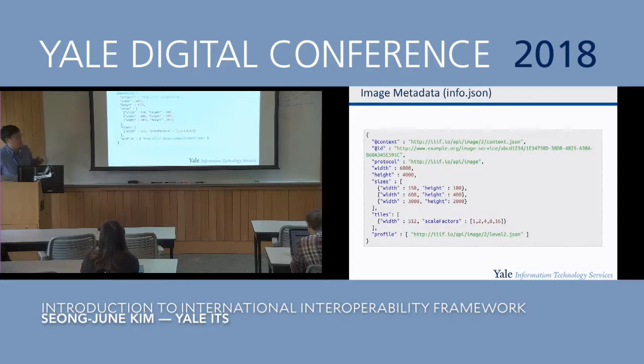Everything is in JSON-LD, a linked data conformant JSON format. It has a context, which you can think of as a schema for this file, and an ID. In the linked data world, the globally unique ID is very important. It also has the protocol, height and sizes, tiles, and profiles.